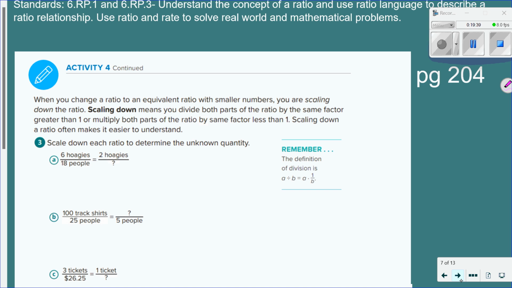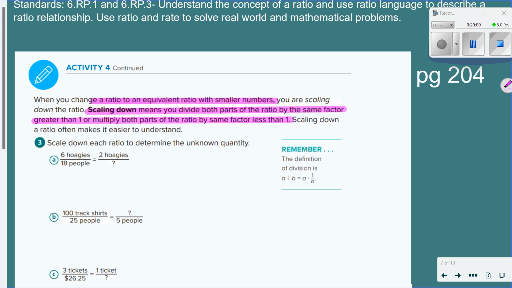All right, so when you change a ratio to an equivalent ratio with smaller numbers, you are scaling down. It means you divide both parts of the ratio to get your second ratio. Does that make sense? It also means you can multiply by a decimal. But right now we're just going to focus on dividing.